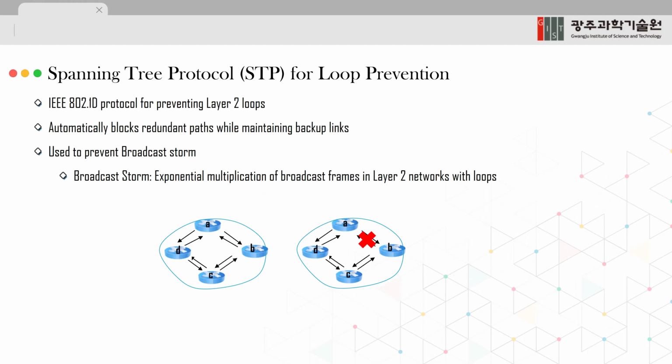Now, both of those switches receive the broadcast and forward it to their neighbors. Switch D forwards it to C, and switch B also forwards it to C. Meanwhile, switch C forwards the packet to D and B. The packets keep circulating endlessly around the ring.